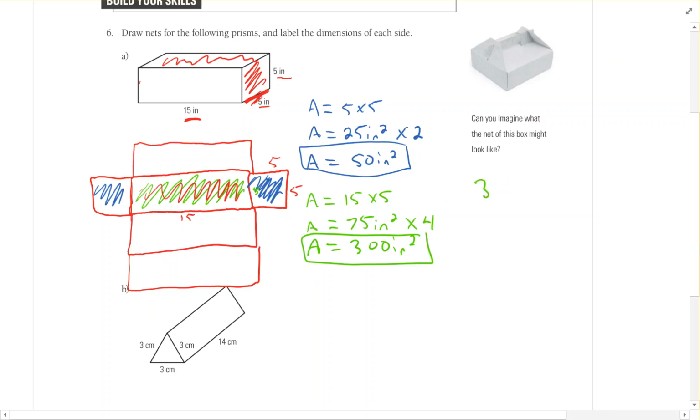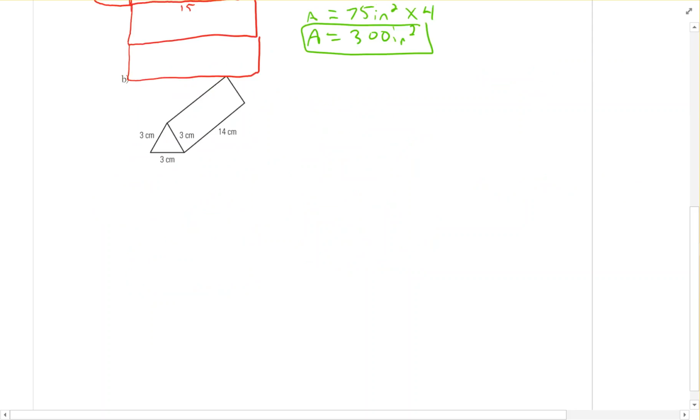We'll just go 300 inches squared plus 50 inches squared is going to be equal to 350 inches squared. And that would be your final answer there. So that would be the surface area of all of those sides.